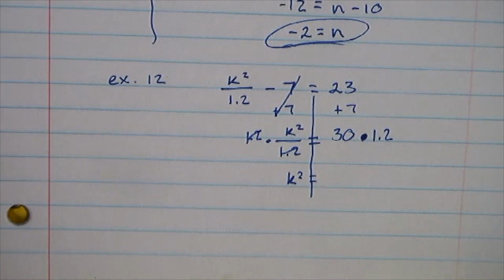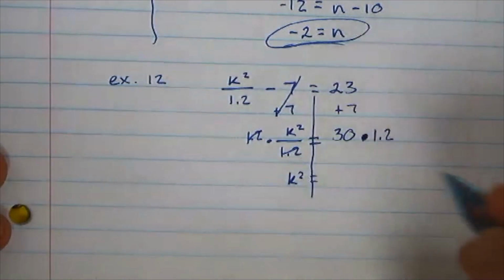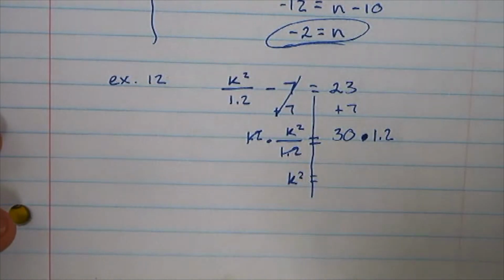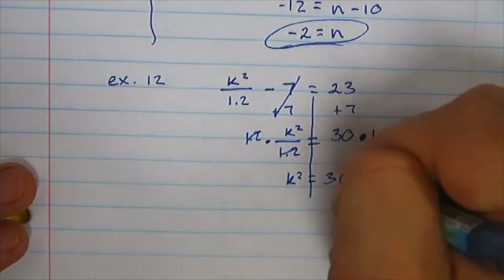You can do that in the calculator or off to the side in your head, however you want to do it. Essentially, it's 3 times 12, which is 36.